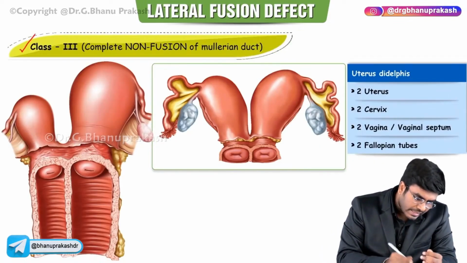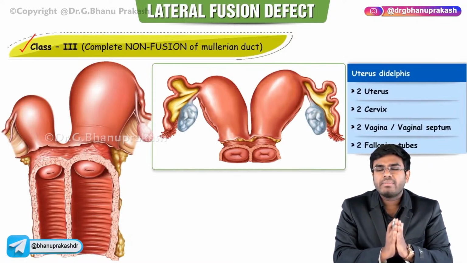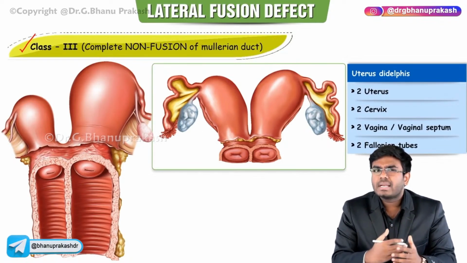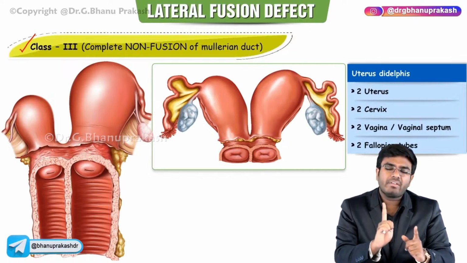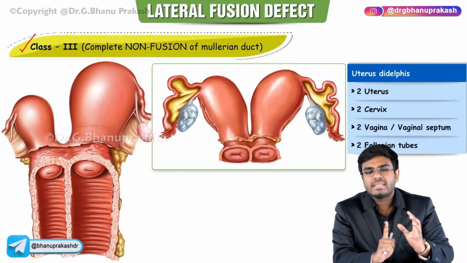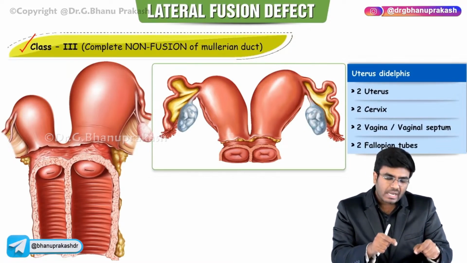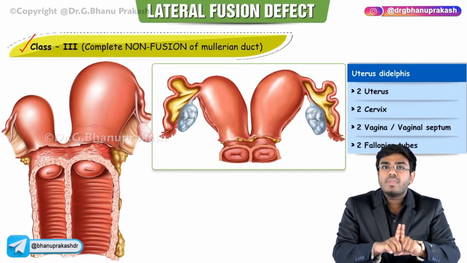We are discussing about the class 3. What is class 1? Complete non-development of the Mullerian duct, that is complete Mullerian agenesis. What is the class 2, guys? Class 2 is a unicornuate uterus where there is only development of one Mullerian duct and there is complete non-development of the other Mullerian duct. Now we are going to discuss about the class 3 where there is non-fusion of the Mullerian ducts.